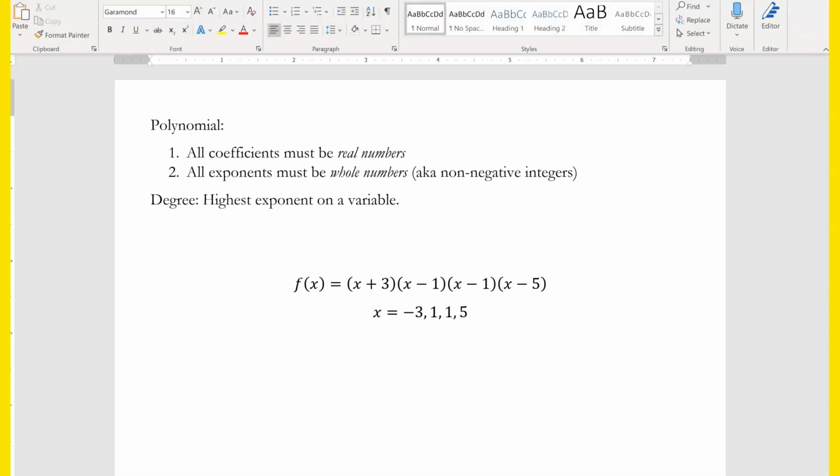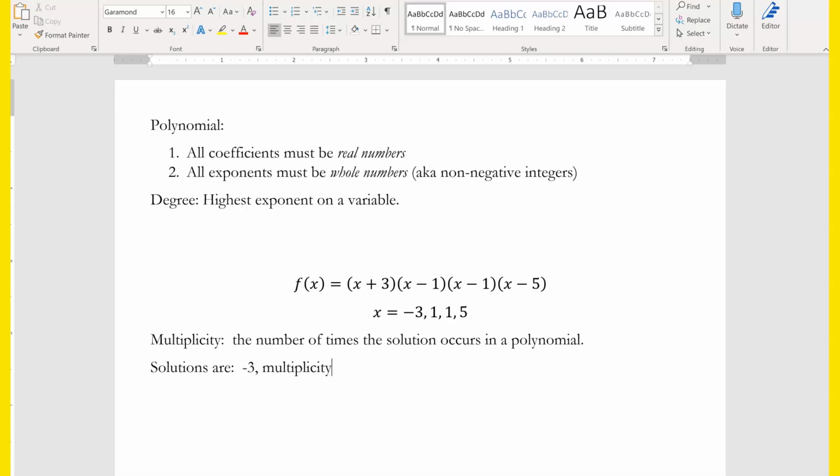Well, that's where the word multiplicity comes from. It's the number of times the solution occurs in a polynomial. So we could say the solutions are negative 3 with multiplicity 1, 1 with multiplicity 2, and 5 with multiplicity 1.